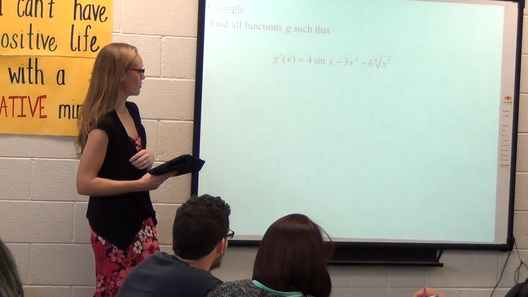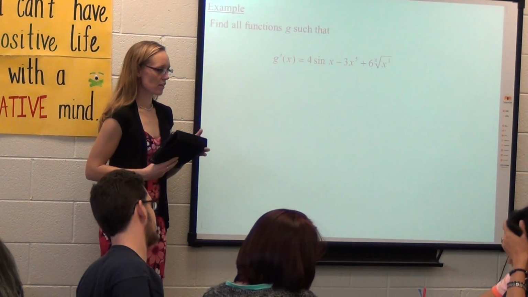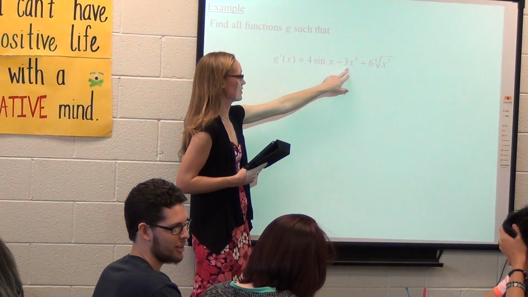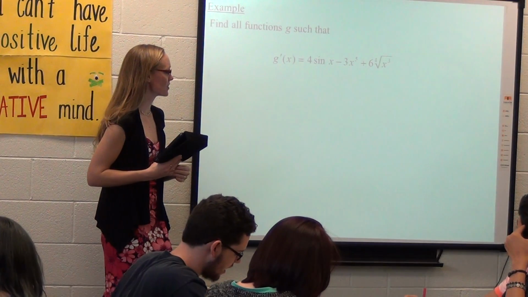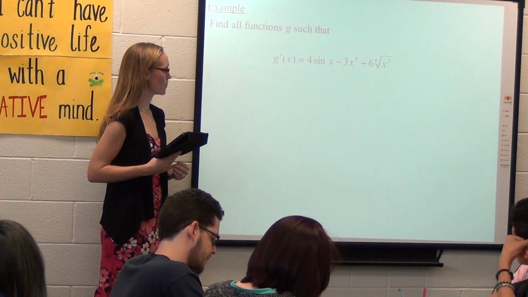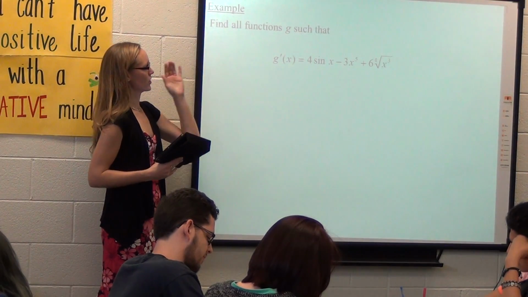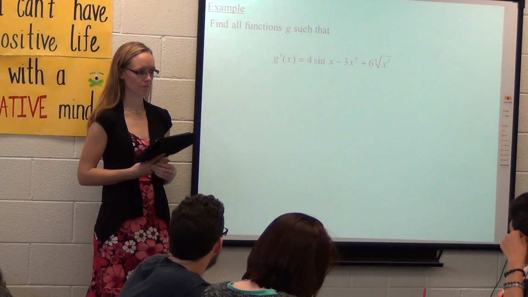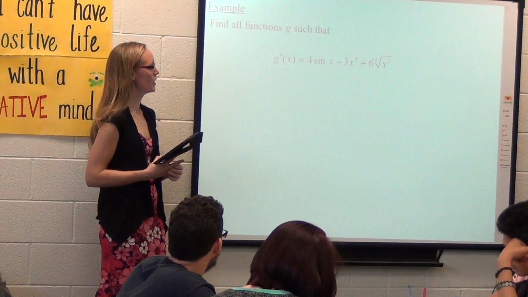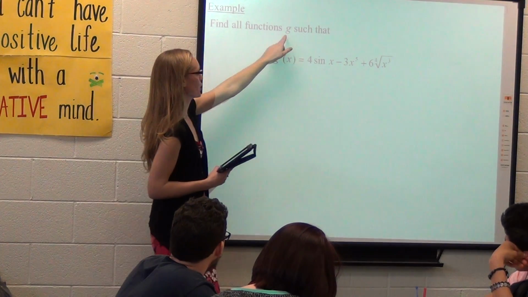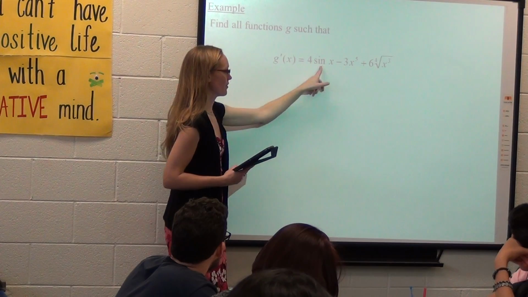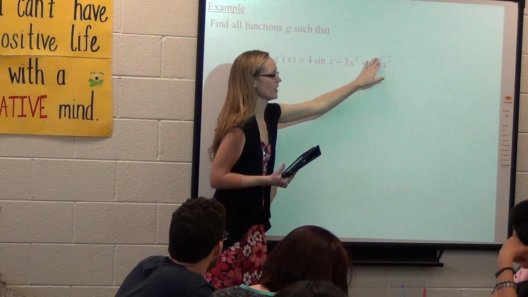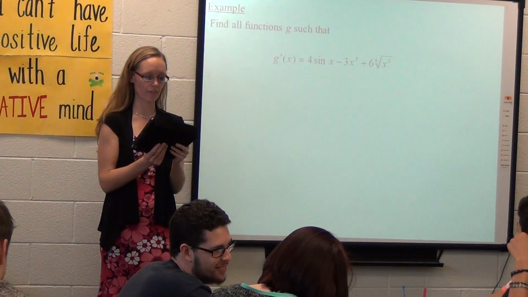Find all functions g such that g prime of x is equal to 4 times sine of x minus 3x to the 5th plus 6 times the 4th root of x to the 3rd. So what is this asking us to do? We're finding the antiderivative, because we want to know what g could have been if the derivative got us here. And with addition and subtraction like this, we can underive each part of it to get the antiderivative of the entire thing.